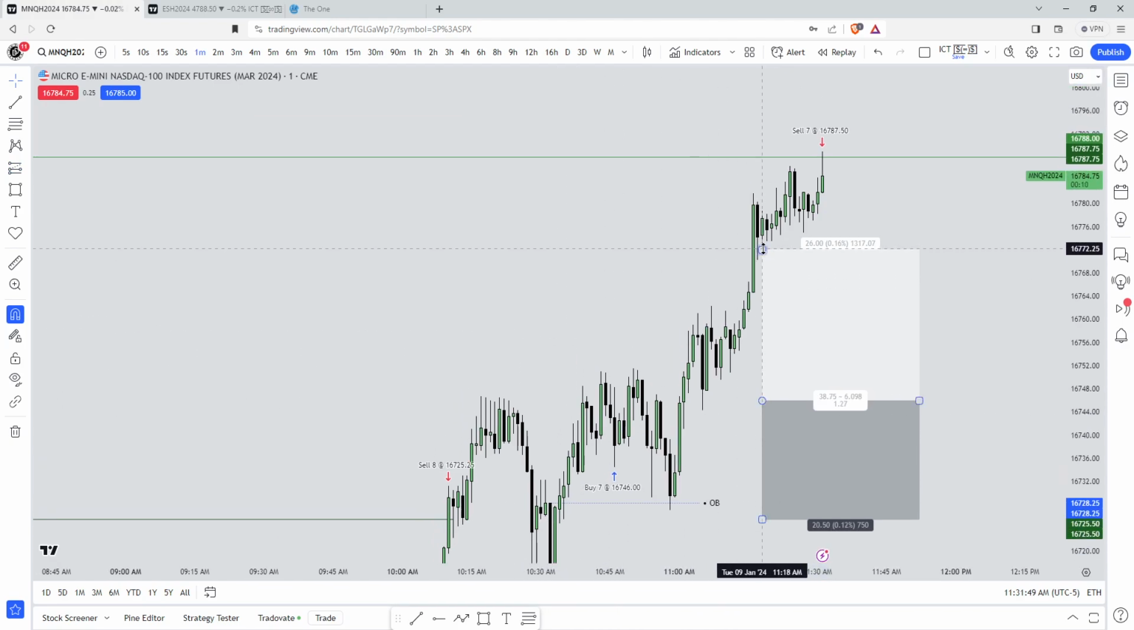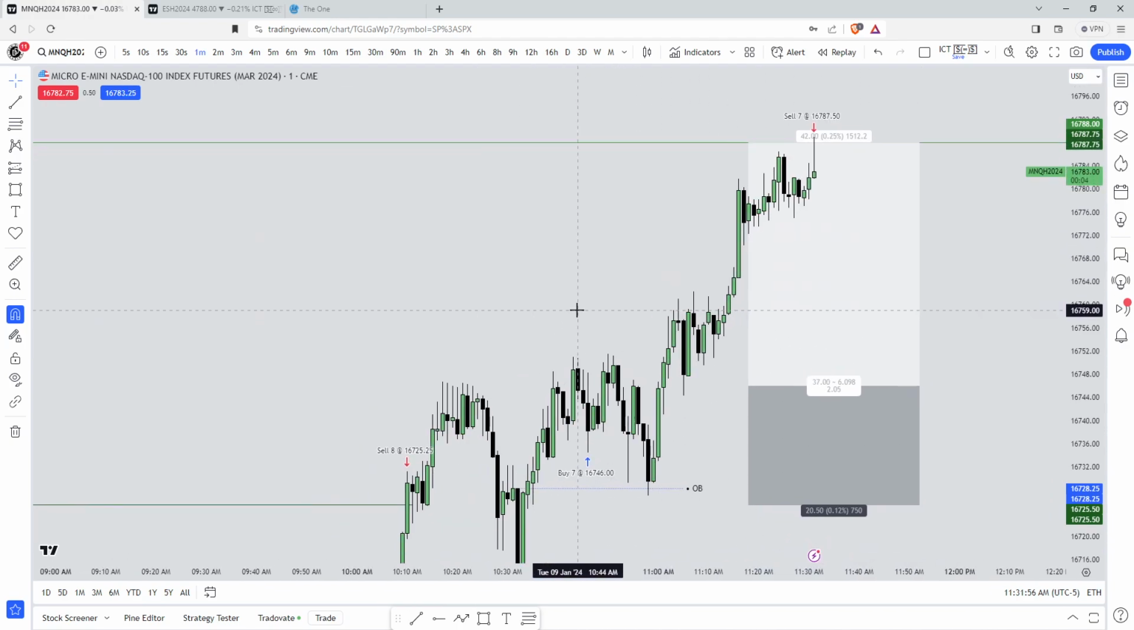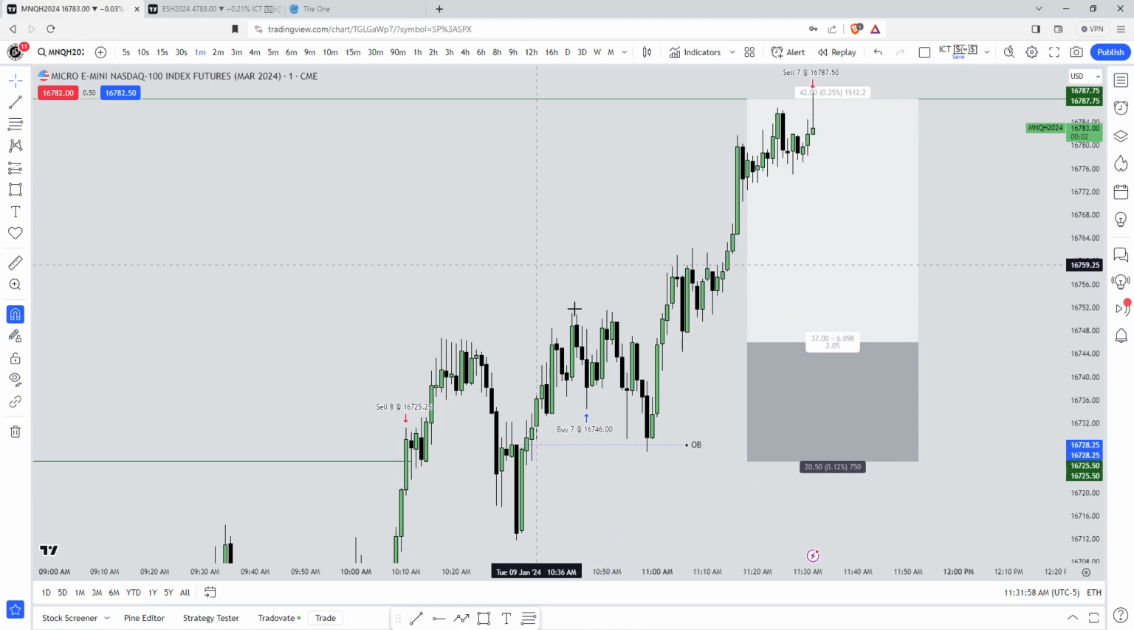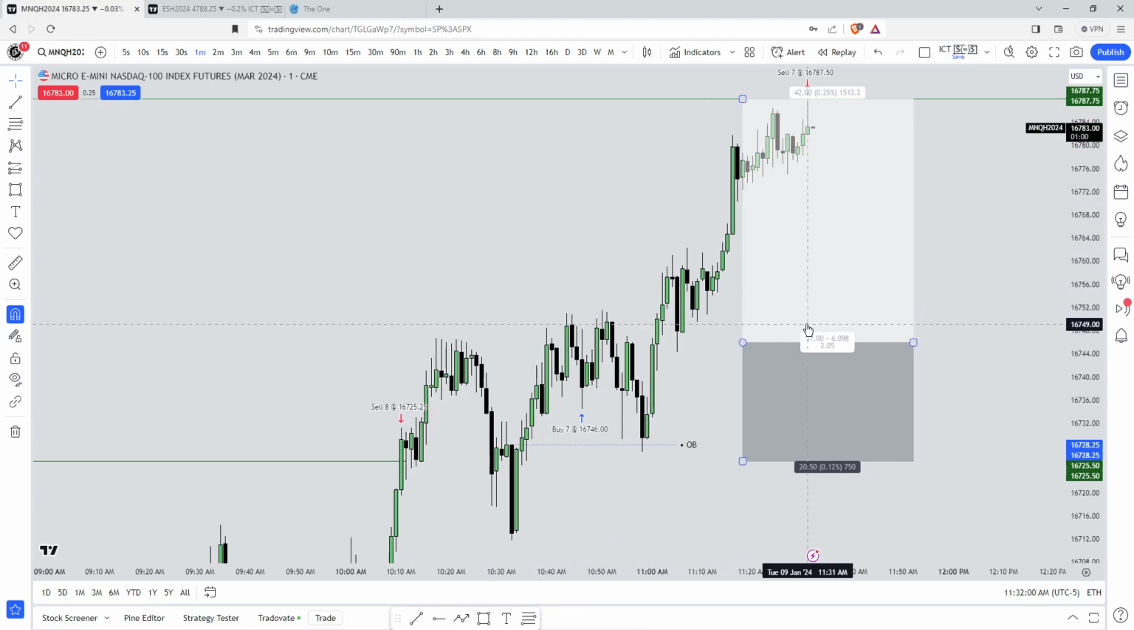Now it was pretty close. Let's see what the RR is on this trade. This is about a 2R trade. So with my risk strategy, I can do as low as a 1 to 1.5. This is a good medium point.